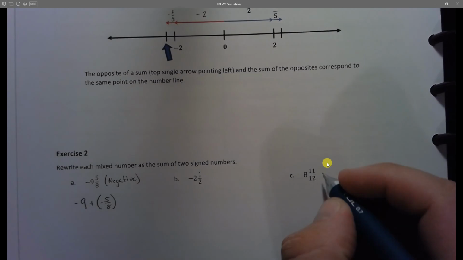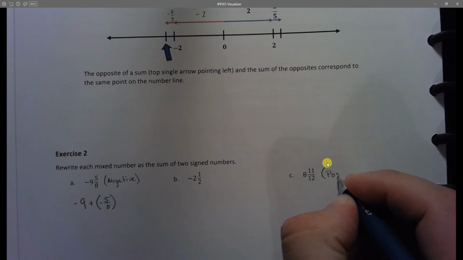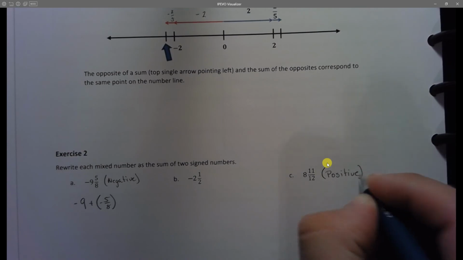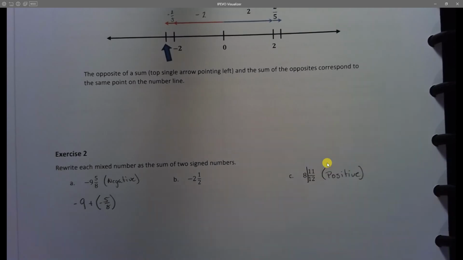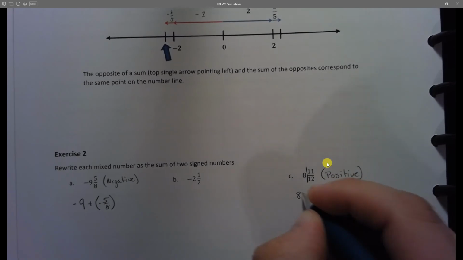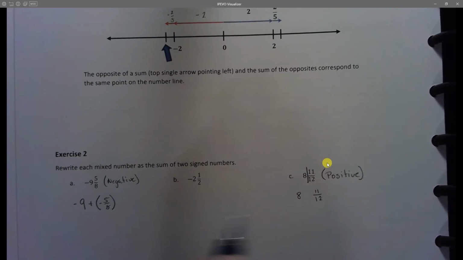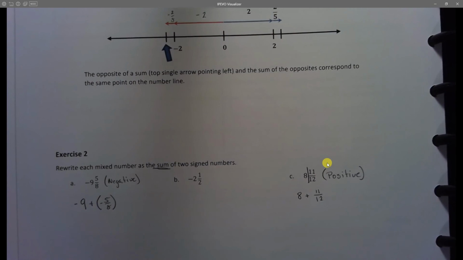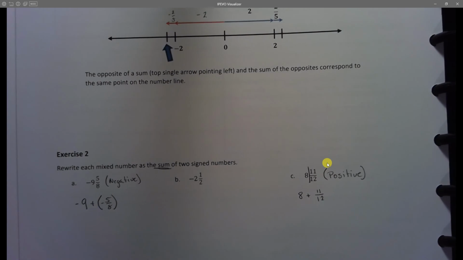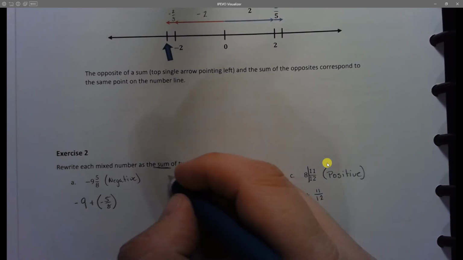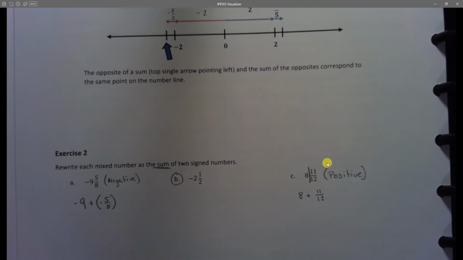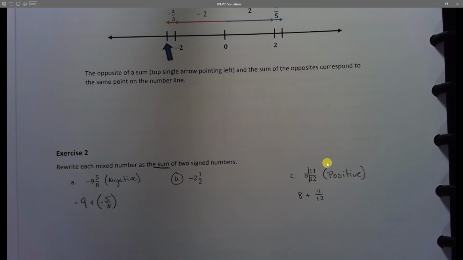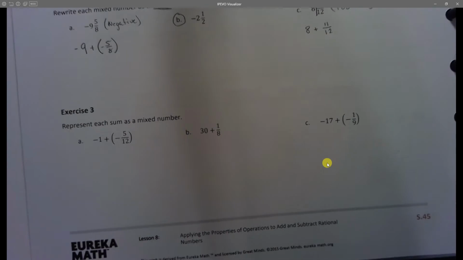So for example, in C, this is a positive number. So that means if I take these two and break them in half, I get 8 and 11/12. I'm looking to do a sum, so it's an addition problem. And since they're both originally positive, they both stay positive. Okay? Interesting, right? Do B for me tonight. I want you to tell me what you would get if you broke those two up. Okay? Let's look at exercise 3.